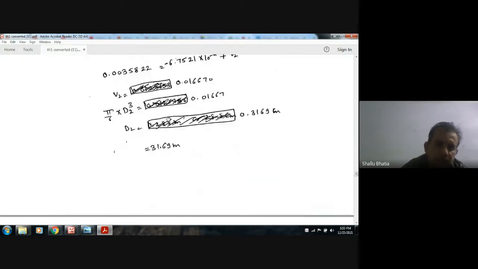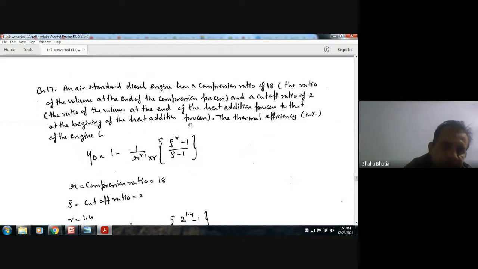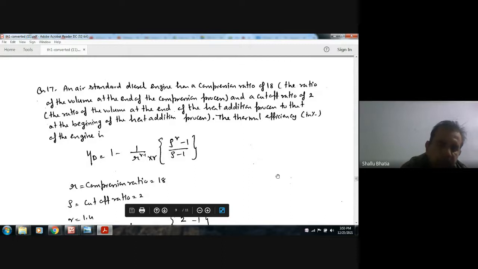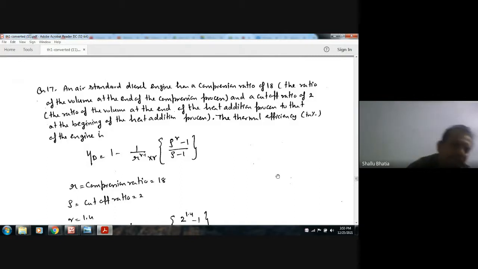Okay. Next question. An air standard diesel engine has a compression ratio of 18, the ratio of volume at the start and the end of the compression process, and a cutoff ratio of 2, the ratio of volume at the end of the heat addition process to that at the beginning of the heat addition process. Okay. Cutoff ratio is given. You know the cutoff ratio and you know the compression ratio. And for thermal efficiency, this is a straight formula question, where rho is your cutoff ratio, r is your compression ratio, and gamma is 1.4.